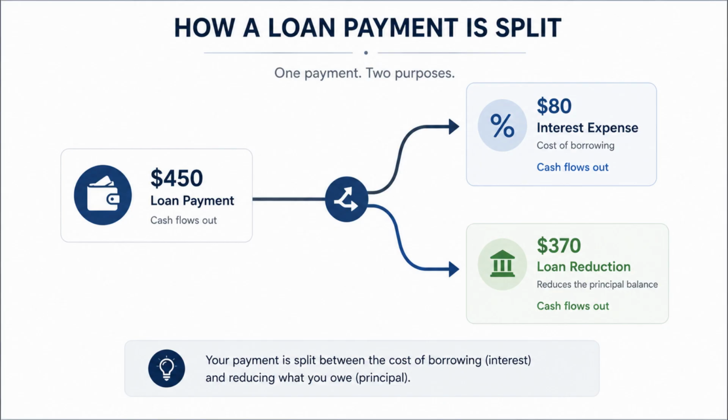Now let's connect all three statements together using one transaction. We'll use the example of a car loan payment. You see this on your bank statement, car loan payment for $450. Most people think expense, but the system is more complex than that. That payment actually splits into interest expense, loan principal reduction, and cash outflow. Each affects a different statement.